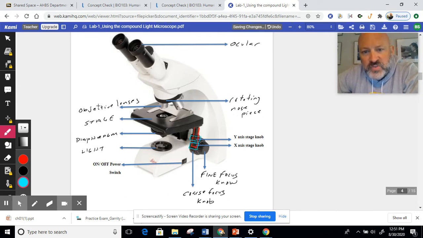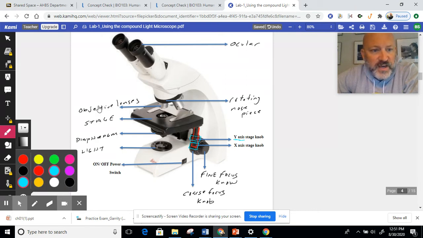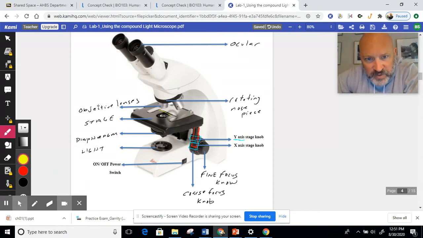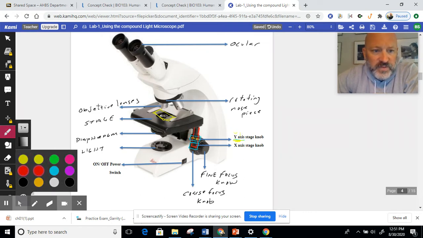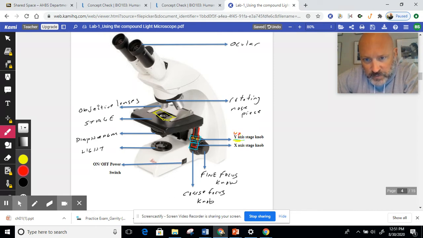If we turn this one, this is the y-axis stage knob. What that does is it manipulates the slide. The slide is going to be sitting within these stage clips here, right? And we could move the slide up and down. When we're moving up and down, we're going up and down the y-axis. So we would turn this to move up and down.